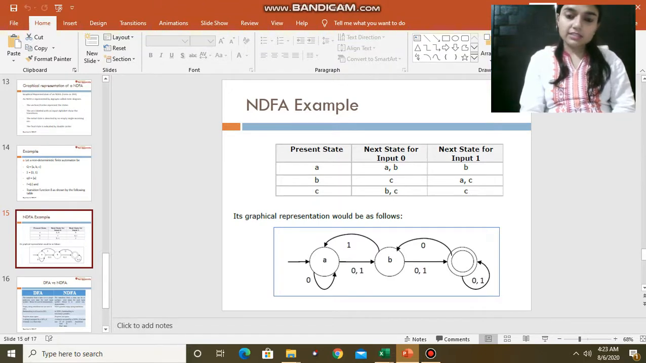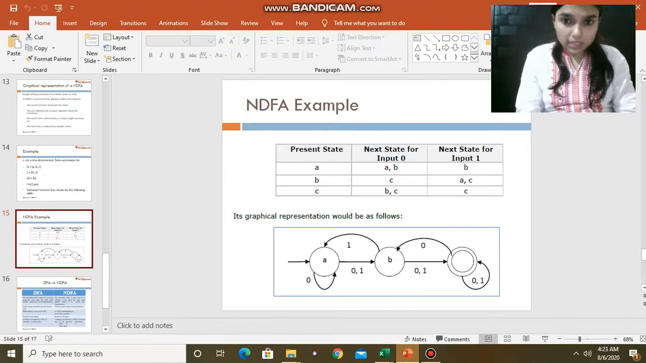Let's see the diagrammatic representation. There are three circles A, B, C, where A is the initial state because an incoming arrow is there, and C is the final state. C is the final state because it is represented by a double circle.